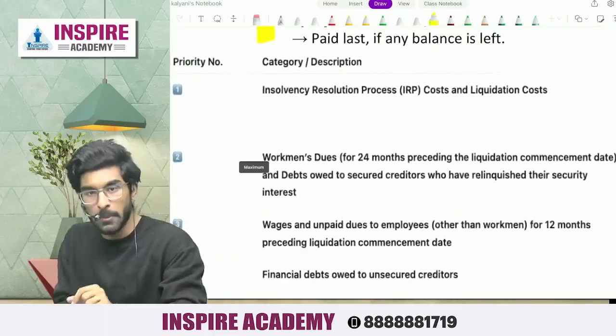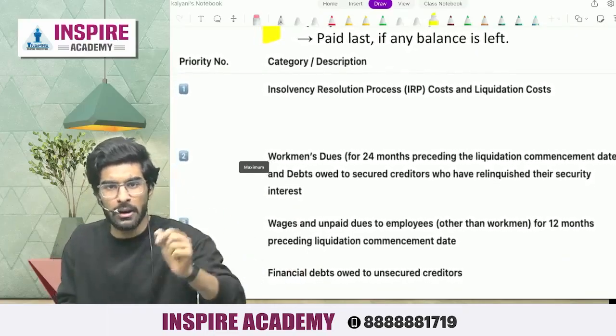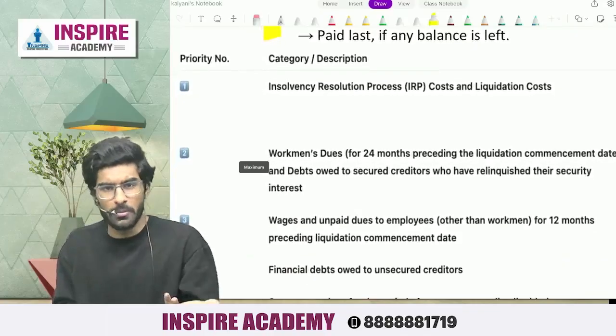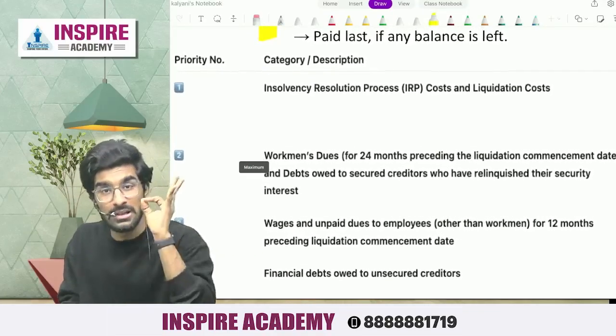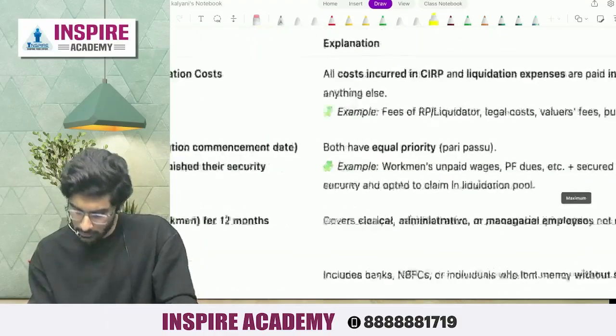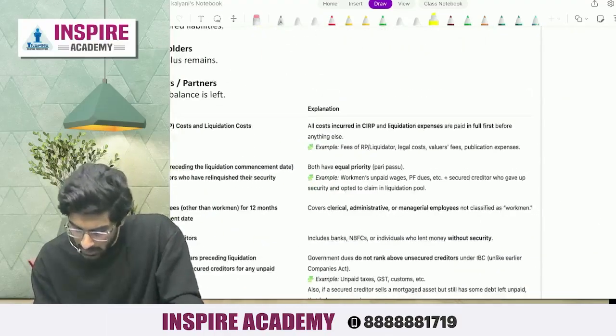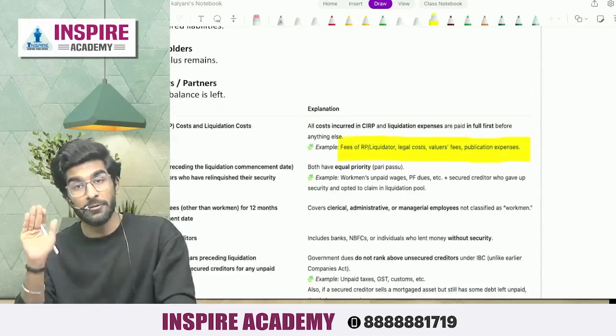Imagine if these people have been paid last. Do you think these people will ever then try to do this job? No. So first priority should be given to the insolvency resolution professional or liquidator. Example is fees of RP, liquidator, all the legal cost, all the valuers' fees.